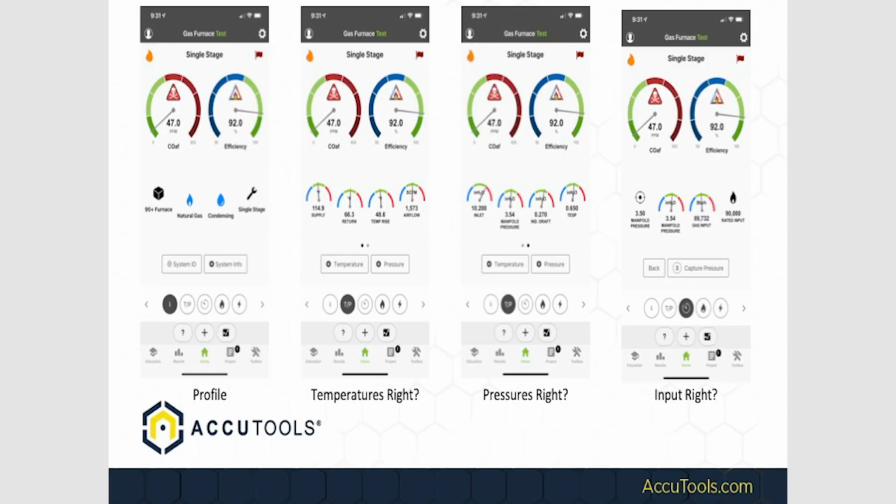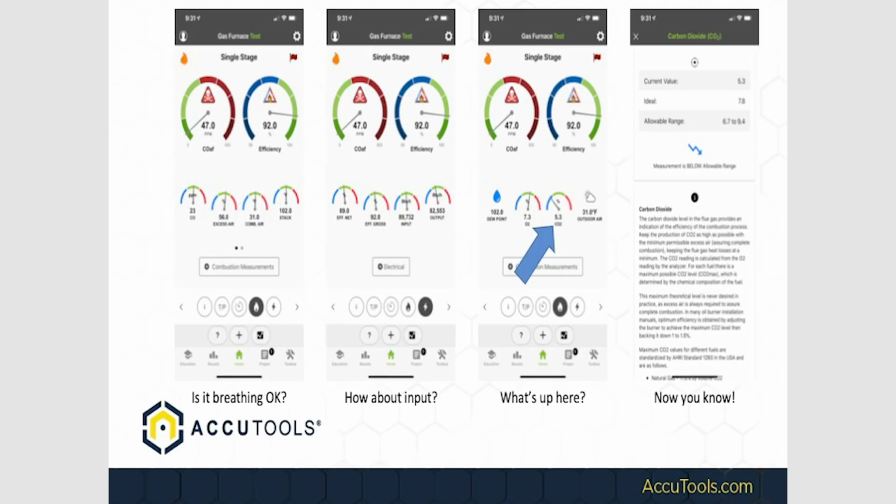Okay, that's not 10 degrees of superheat, right? You need to know what your measurement should be, and this is a big part of what we're doing in measureQuick. We're making sure the temperatures are right, the pressures are right, the input's right on that appliance. We're making sure it's breathing okay. Does it have enough oxygen? Is that input correct on there?